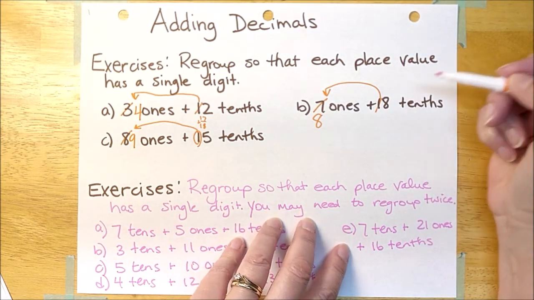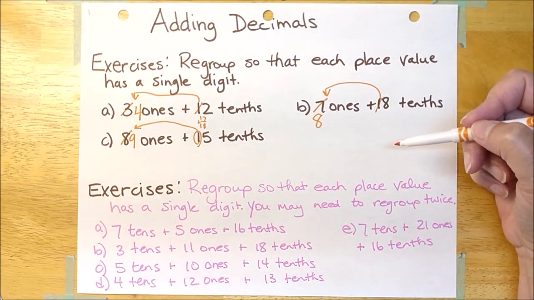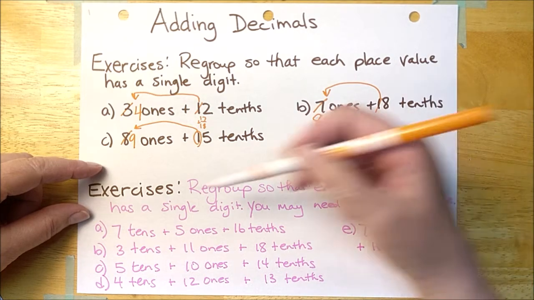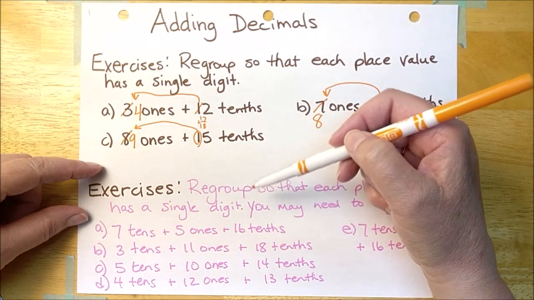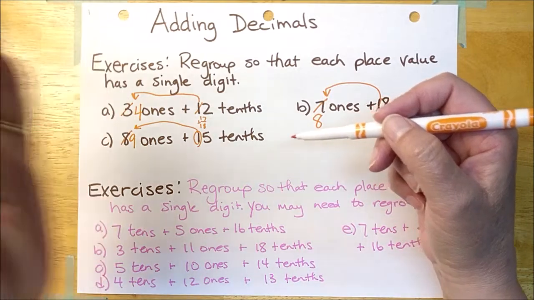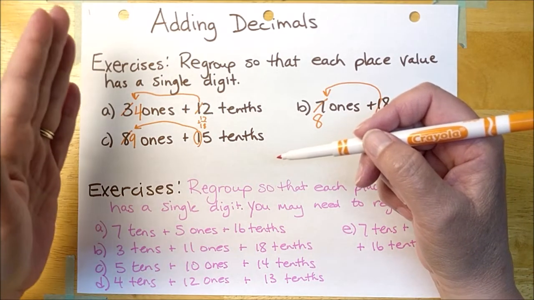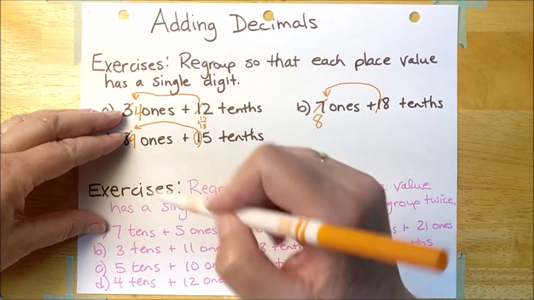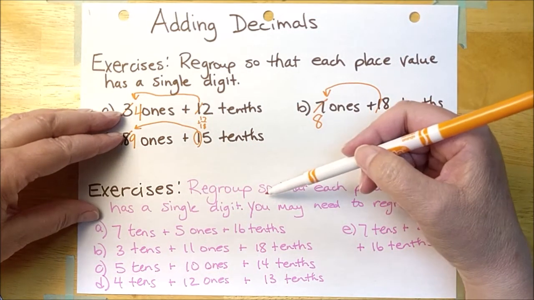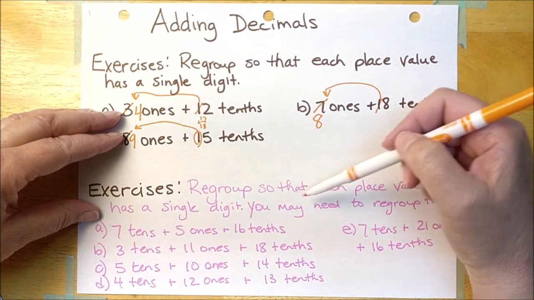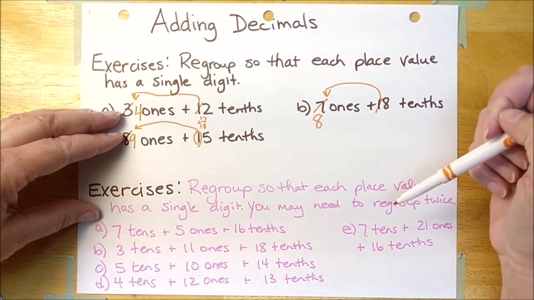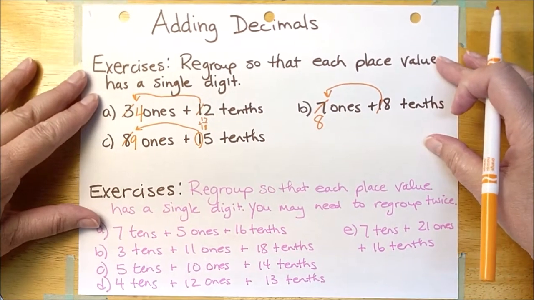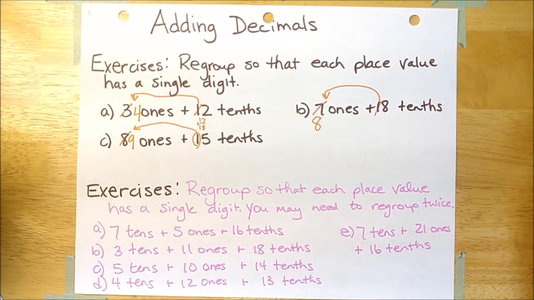and 8 tenths. So we are going to do this activity where you need to regroup so that each place value has a single digit. Because when we add, unless it's the very last addition problem, we can't have 2 numbers down in our answer. So we always have to regroup, carry it to the top of the next row, and add it into that row. So what you're going to do is regroup. You may need to regroup twice. So I'm going to ask you to pause and look at this and see if you can figure out what the answers are, and then come back.